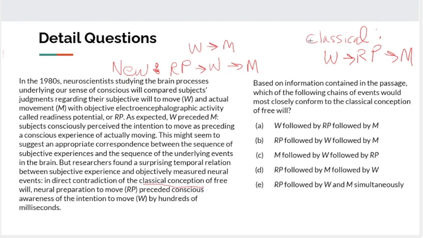Okay, so that's going to be our approximate answer here, this sequence. And then what we see here in option A maps onto that perfectly. W followed by RP followed by M. So we've done the thinking first, and then that saves us time as we sift through the answer choices. And here the first choice turns out to be correct, but let's just look at the others. RP followed by W. Nope, that's the new idea. M followed by W, actual movement followed by the will to move. Doesn't really make sense. RP followed by M followed by W, the actual movement followed by the will to move. Nope. RP followed by W and M simultaneously. Nope. So let's look at a second example.